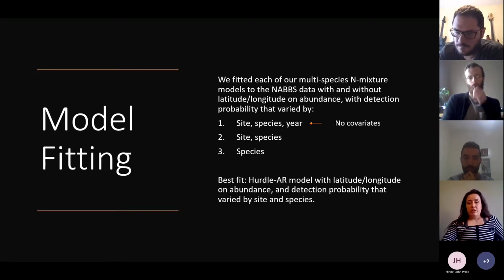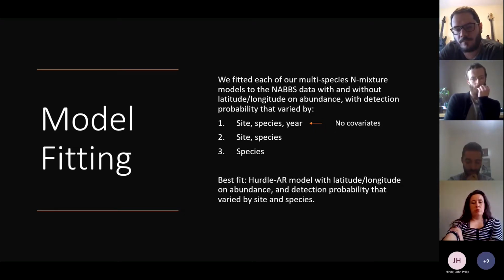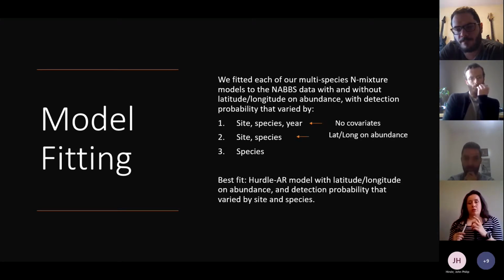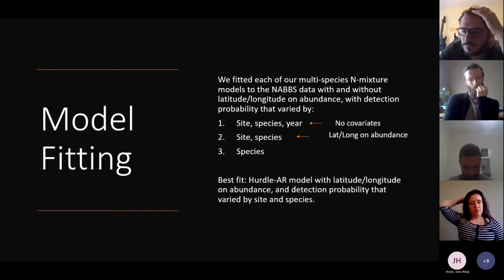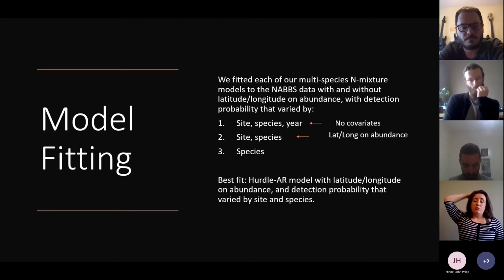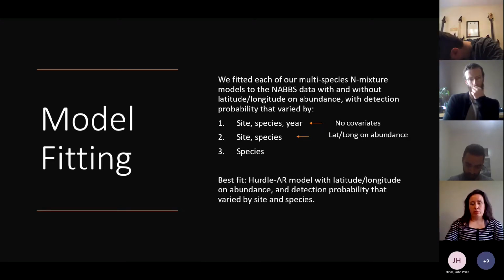But when we added our covariates to the abundance, this changed. So now the best model was the hurdle AR model, where probability of detection just varied by site and species. So I guess we could say that the variation that was initially explained by this extra dimension on the probability of detection was now being explained by the covariates that we had on the abundance. Overall, the model that had the lowest DIC value was the hurdle AR model that had the covariates on the abundance and the detection probability that varied by site and species.